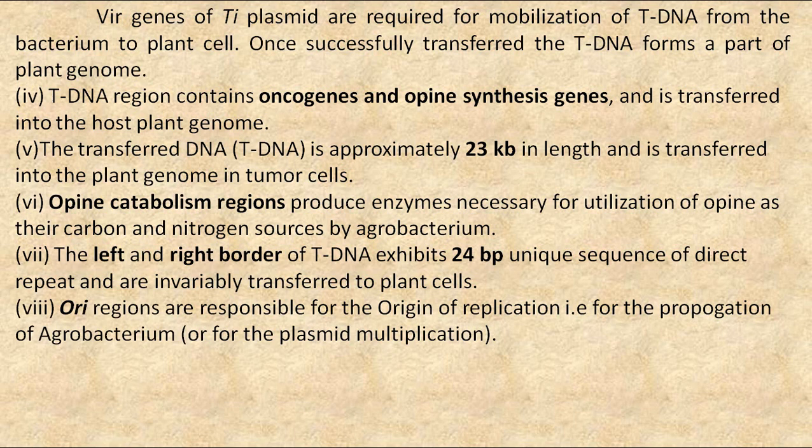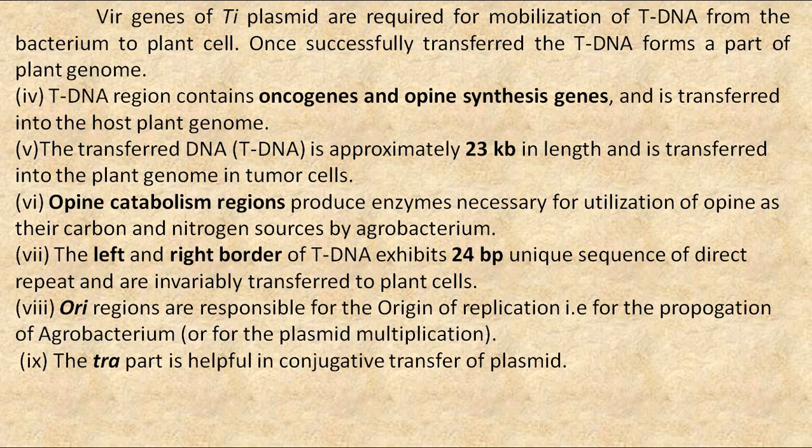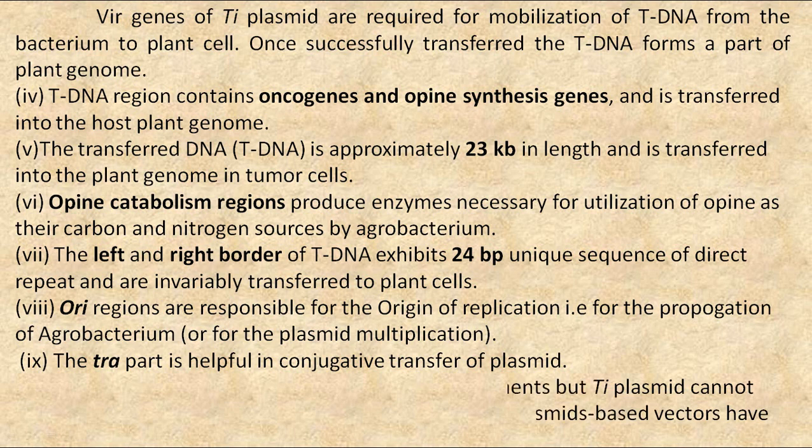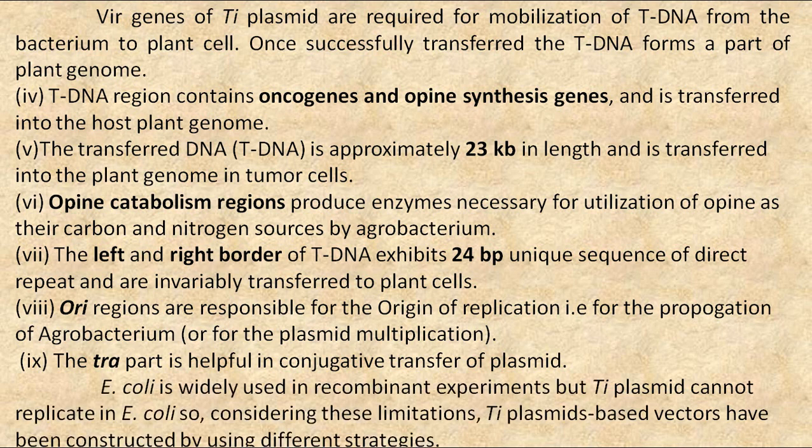ORI regions are responsible for the origin of replication, that is, for the propagation of Agrobacterium. The TRA part is helpful in conjugative transfer of the plasmid. E. coli is widely used in recombinant experiments, but the Ti-plasmid cannot replicate in E. coli. So, considering these limitations, Ti-plasmid based vectors have been constructed by using different strategies.